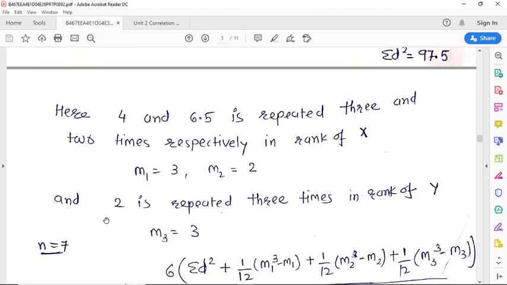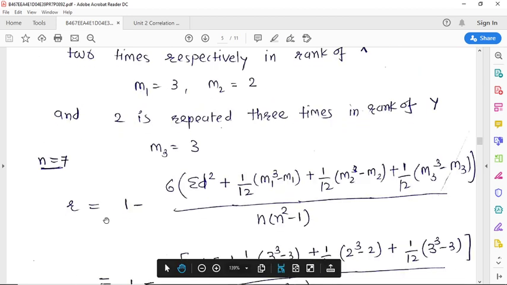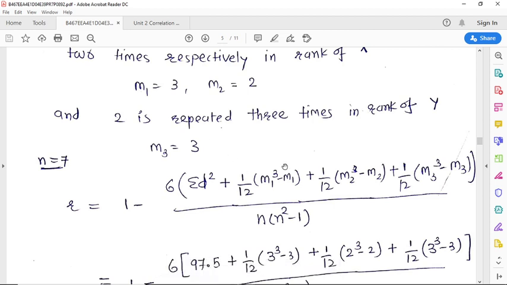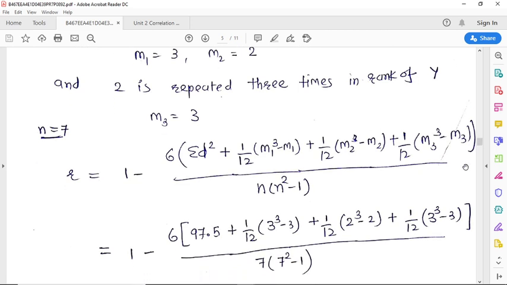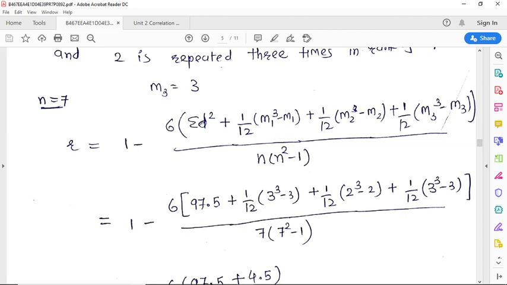And now write the formula for this data. R equals 1 minus 6 sigma d square, and now you have to add the surplus terms. First term for M1, so it will be 1 by 12 (M1 cube minus M1). Second is for M2, so it is 1 by 12 (M2 cube minus M2). And third is for M3, so it is 1 by 12 (M3 cube minus M3). Divide by n into (n square minus 1). So that is the formula.